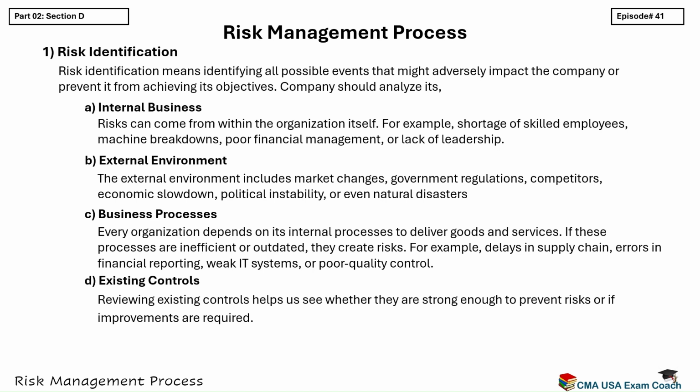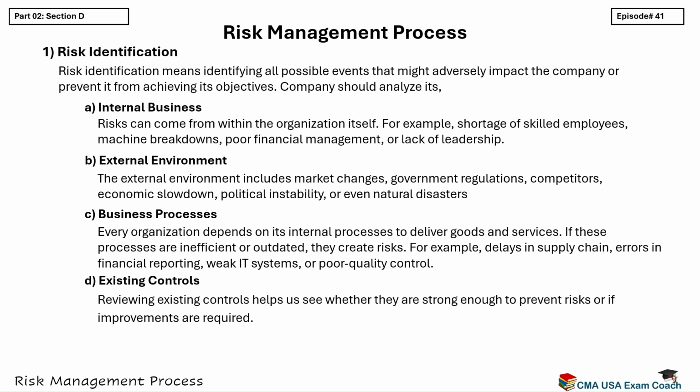So, to summarize, risk identification is about creating a full list of possible threats by looking at the internal business, the external environment, business processes, and existing controls. Once this list is prepared, then we can move on to assessing and prioritizing them.